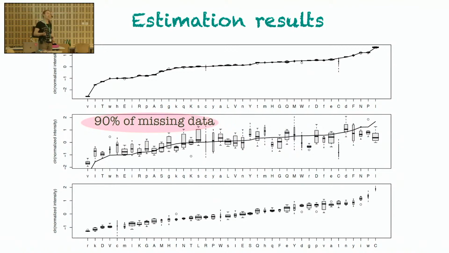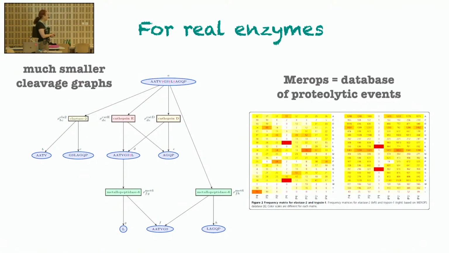So after performing those two validations for artificial data, we tried for real data. And errors are smaller, but of course we don't know the line here. We don't know what the real activity is. But okay, we were very, very happy. And then we decided to go further and try to play with real enzymes.